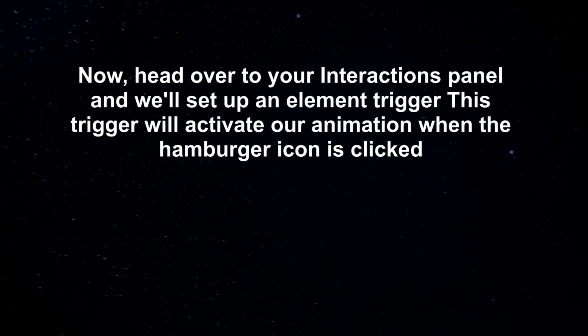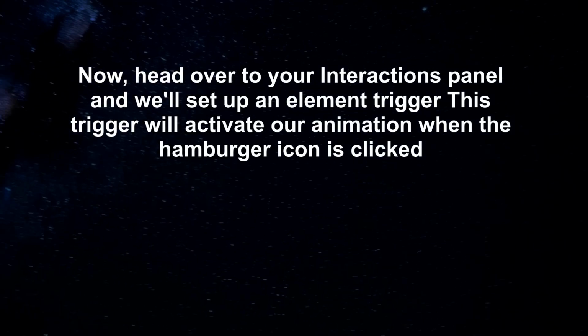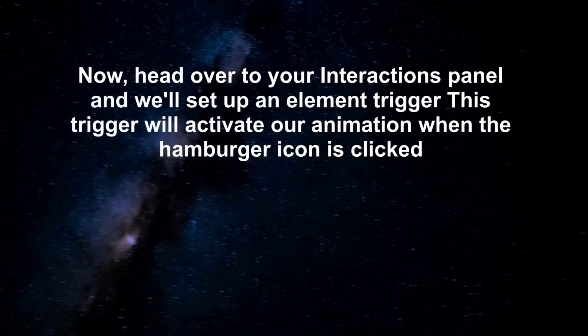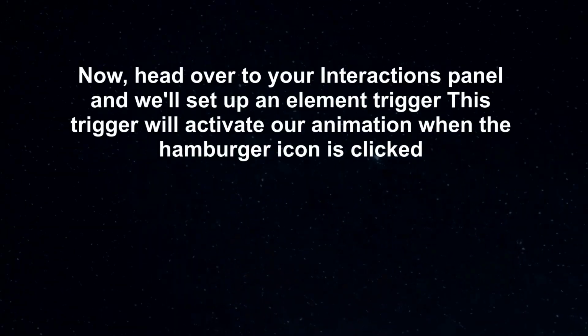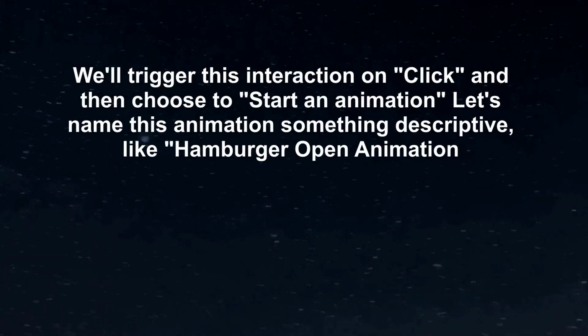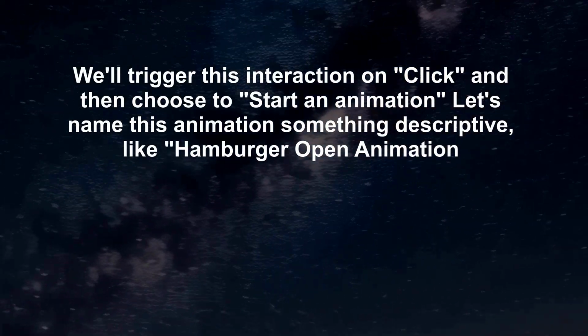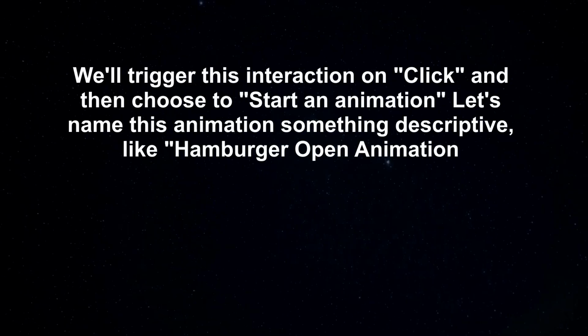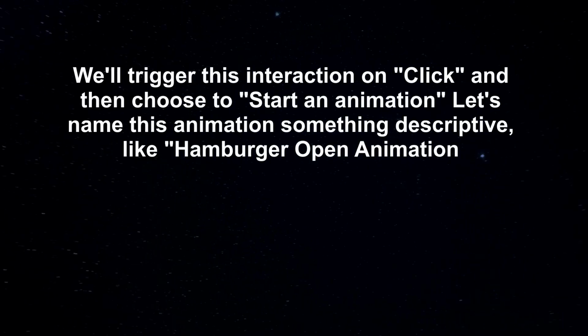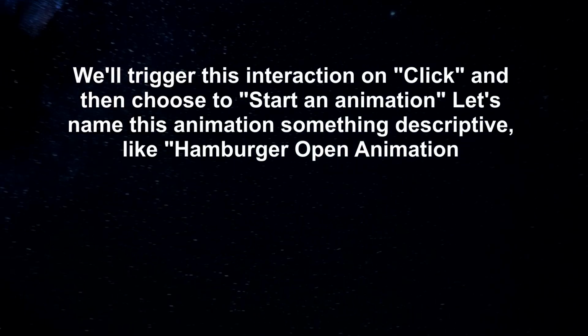Now head over to your interactions panel and we'll set up an element trigger. This trigger will activate our animation when the hamburger icon is clicked. We'll trigger this interaction on click and then choose to start an animation. Let's name this animation something descriptive, like hamburger open animation.